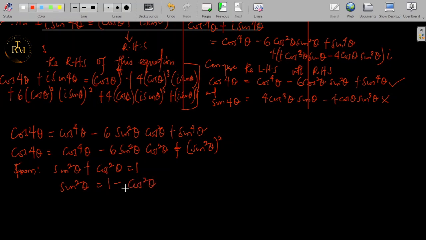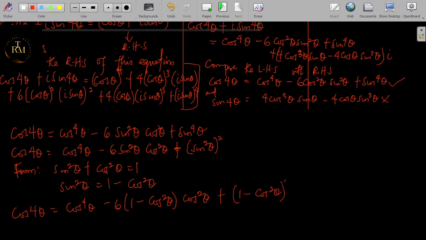So I'm going to use 1 minus cos squared theta to replace anywhere I see sine squared theta in this equation. So I'm going to have cos 4θ equals cos to the power of 4θ minus 6 into bracket 1 minus cos squared theta. So sine squared theta has been replaced. And I have, under cos squared theta plus, this one becomes 1 minus cos squared theta all squared.